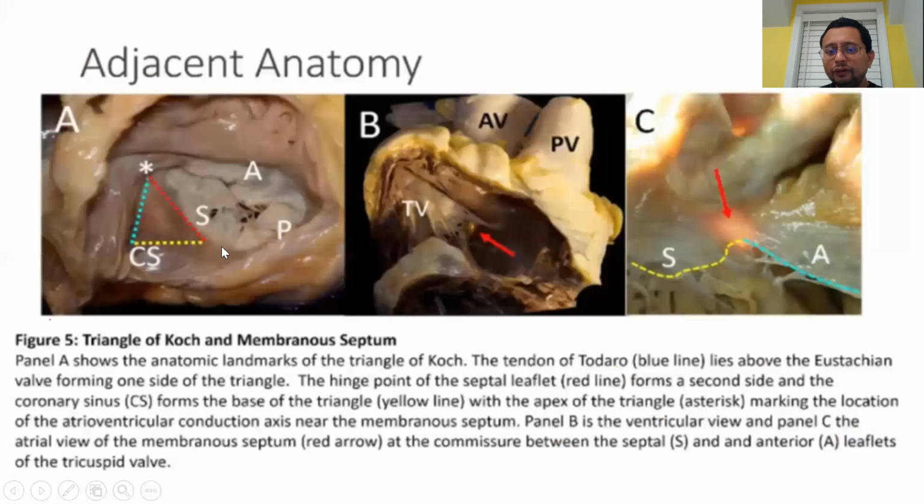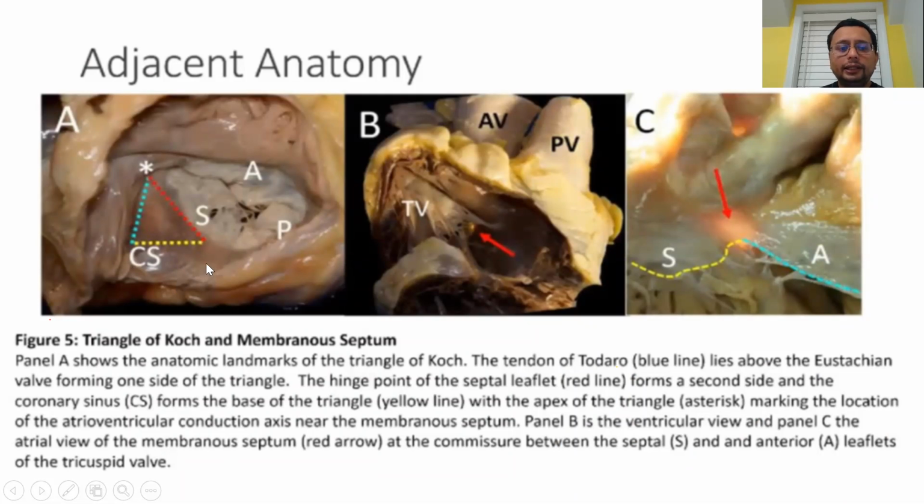Now this is the anatomy of the right side of the heart. This is your tricuspid valve. Remember, this is your septal leaflet, that's your anterior leaflet, and that is your posterior leaflet. Remember, when the tricuspid annulus dilates, it dilates towards its anterior and posterior direction.